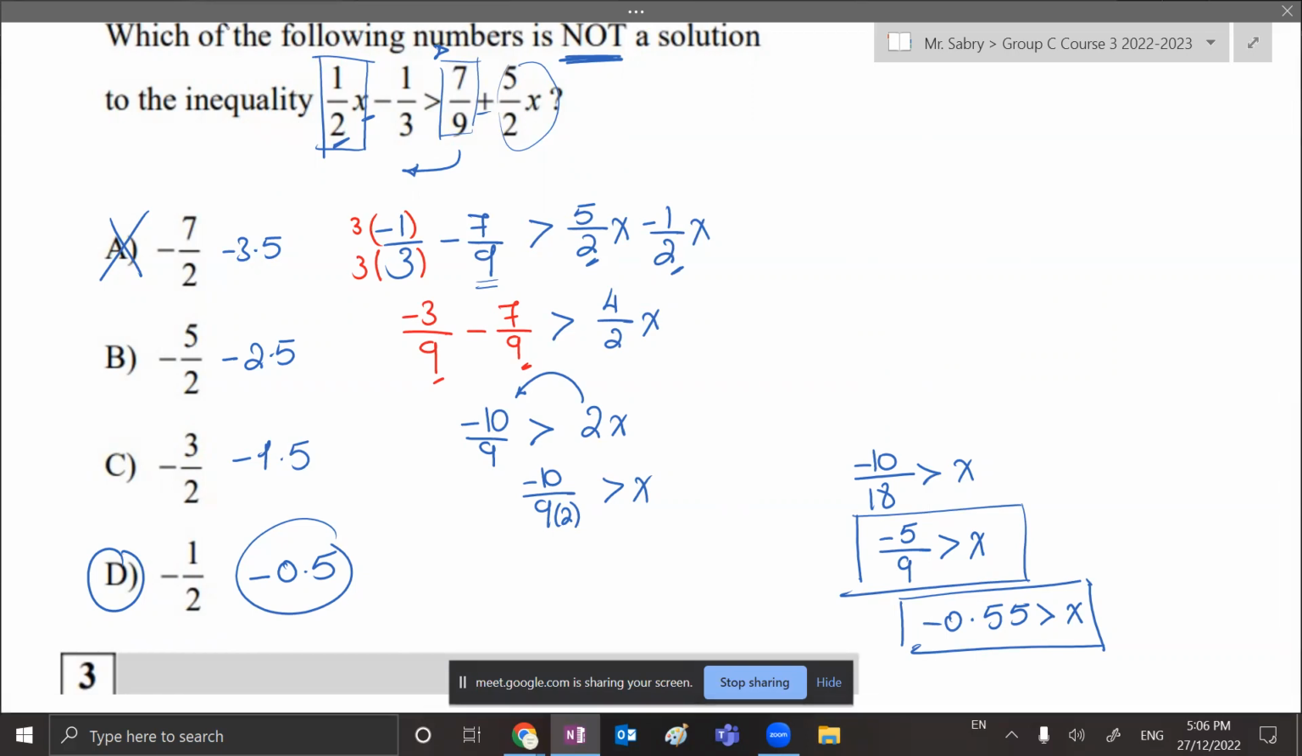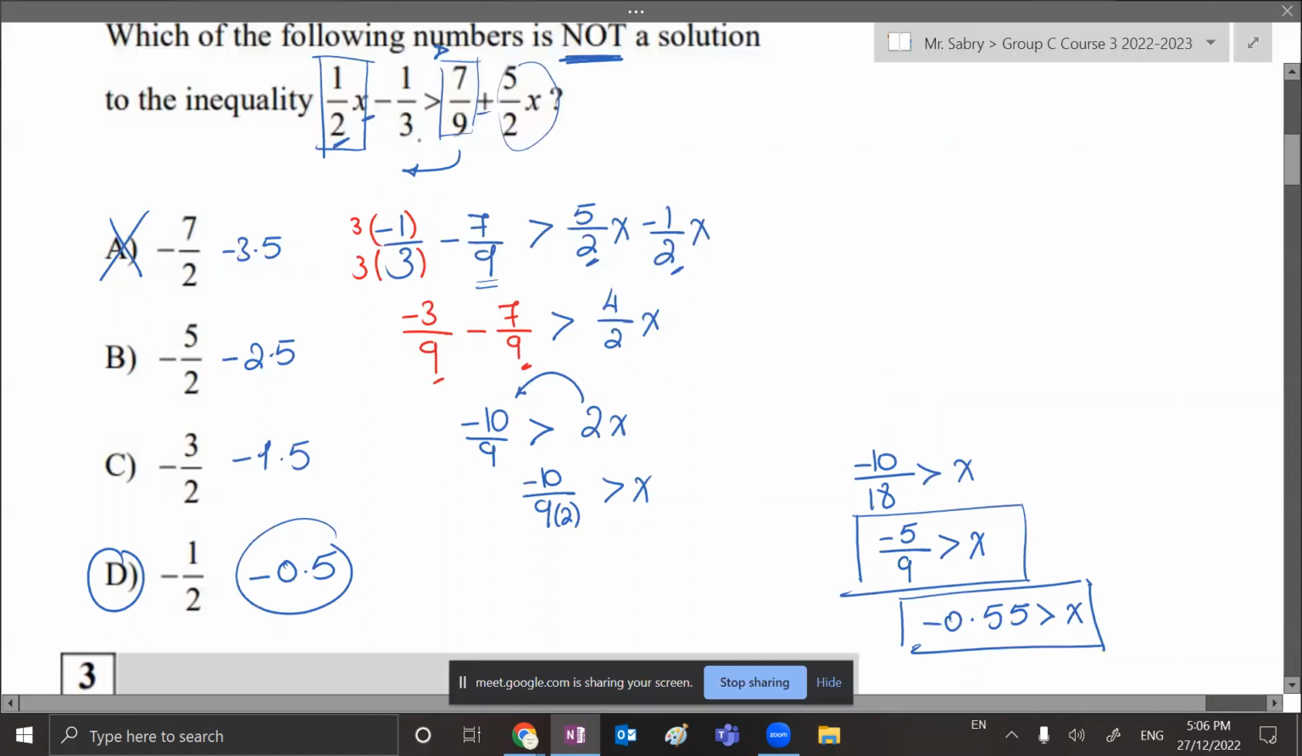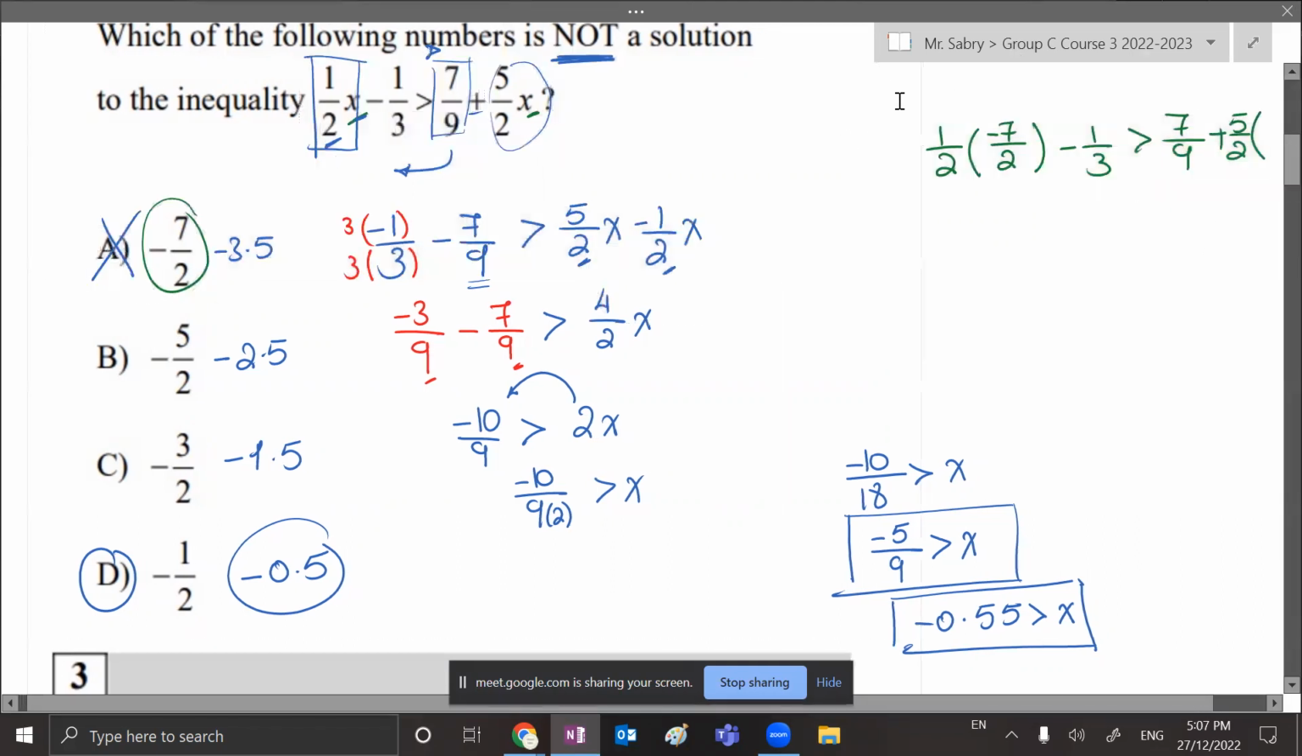There is another way we can do this, especially if we have our calculators, where you can just substitute. This is x and this is x. You can take your calculator right away and try. Instead of the x, put -7 over 2: half times -7 over 2 minus 1 over 3 bigger than 7 over 9 plus 5 over 2, again instead of the x, I'll put -7 over 2.